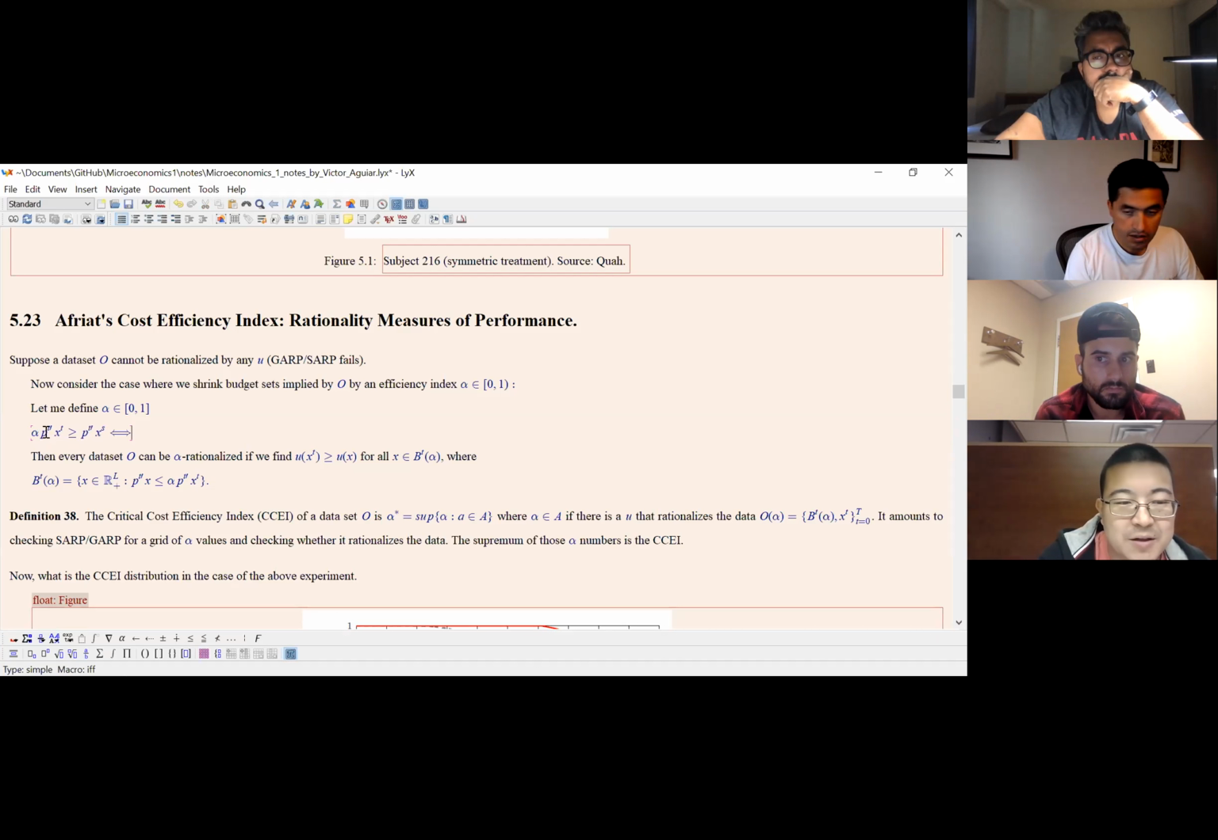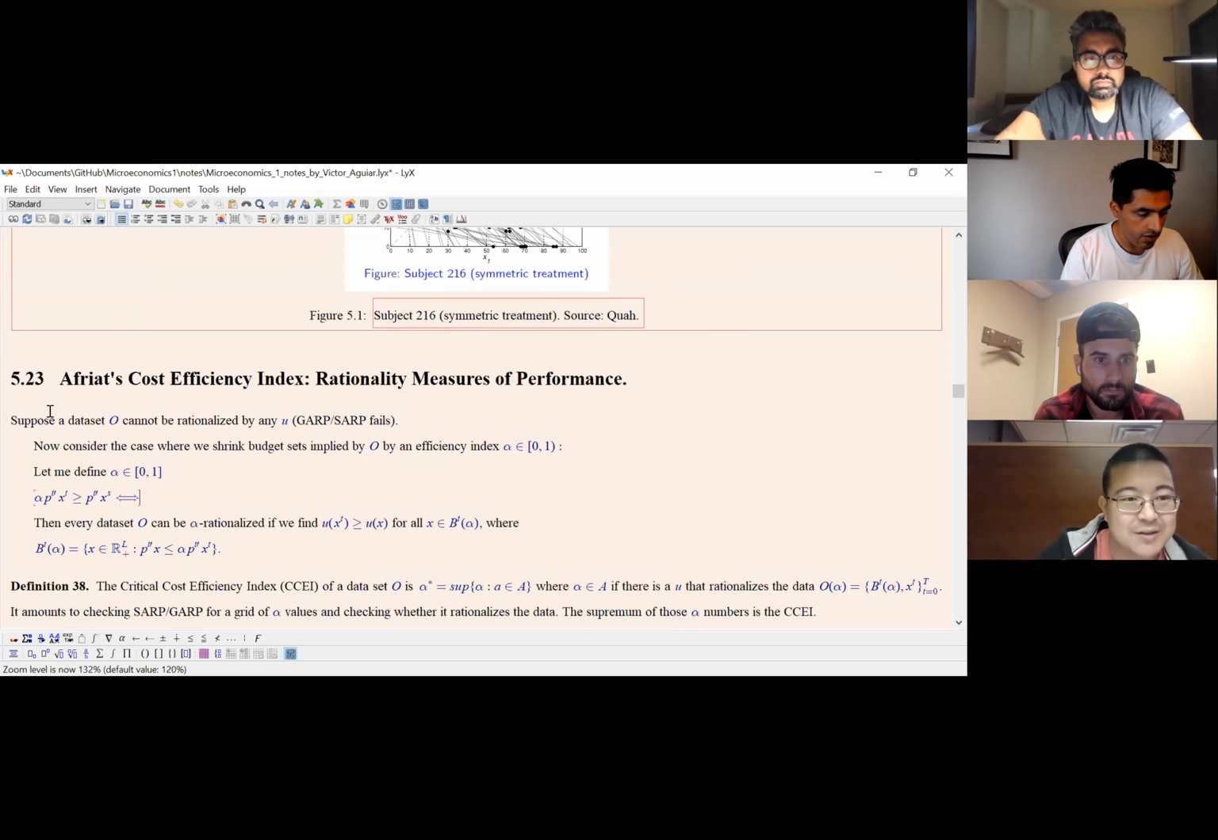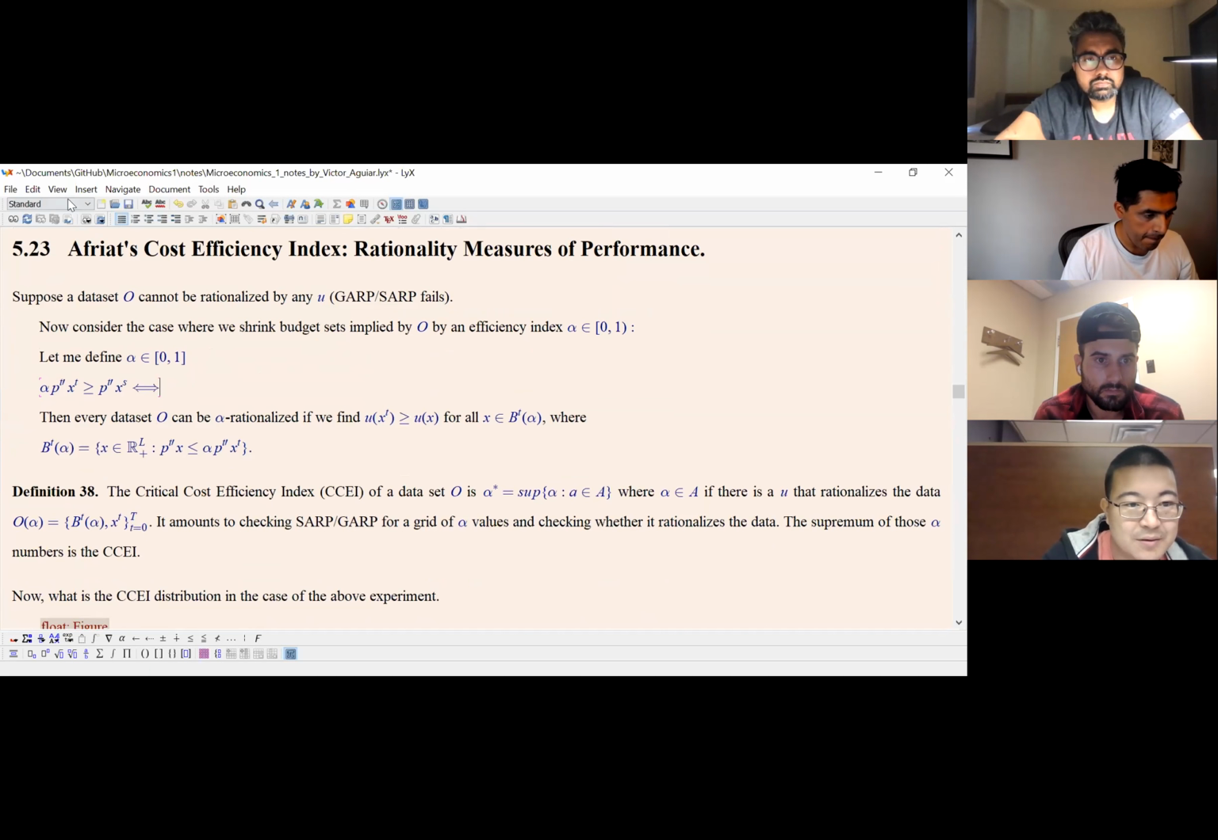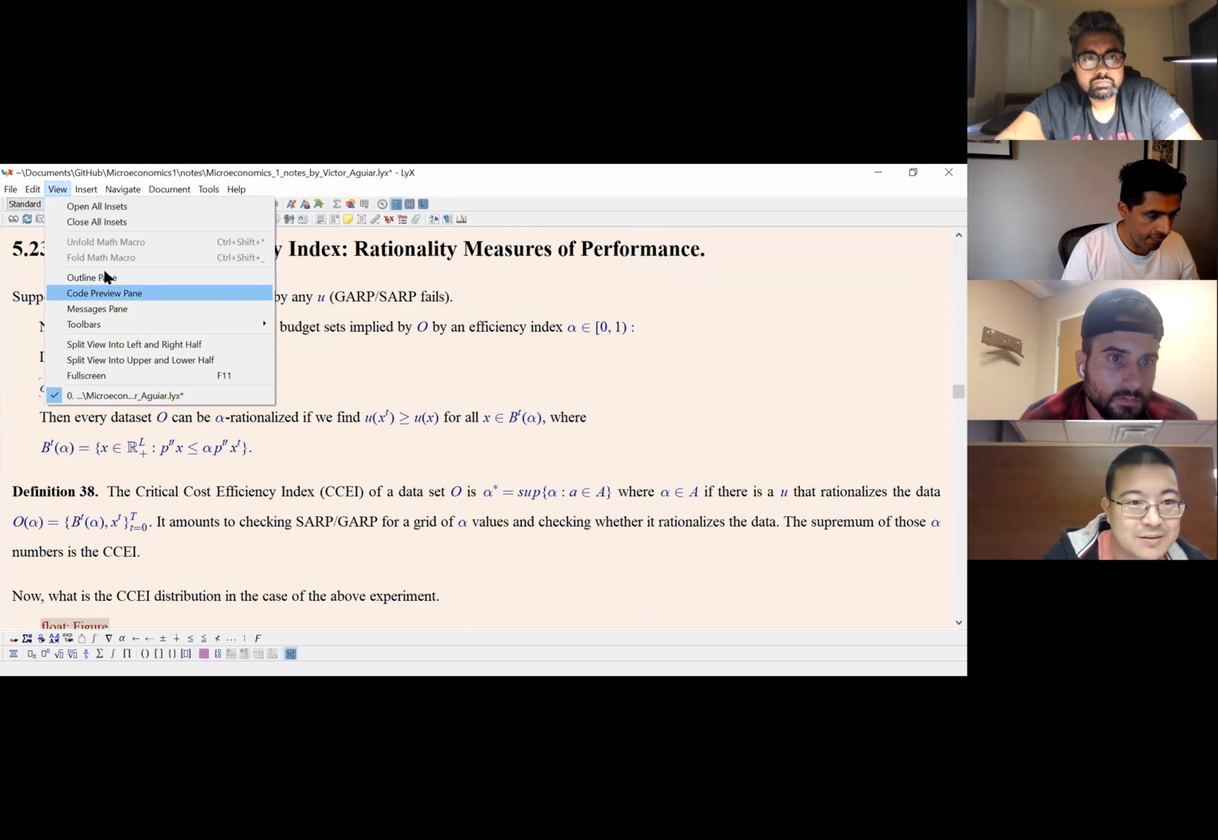Sorry, is it possible to move the mouse cursor that's on it? It's kind of hard to see what's going on there. Okay. Oh, yeah, perfect. Thank you. Can you see it better now? Yes, that's perfect. Okay.